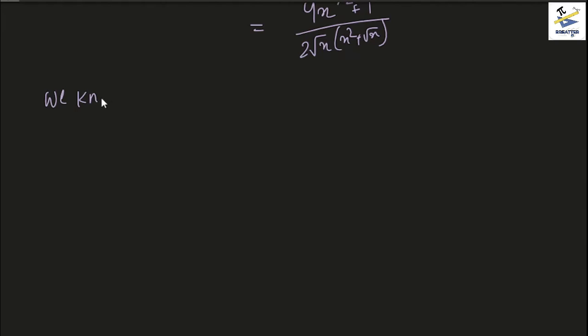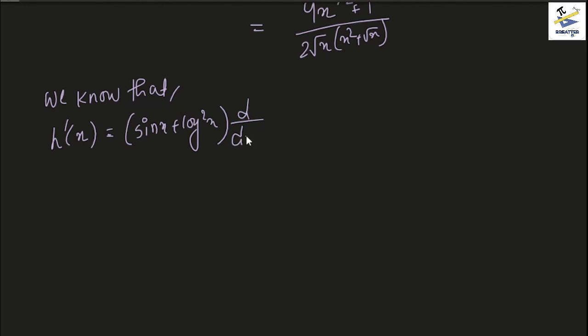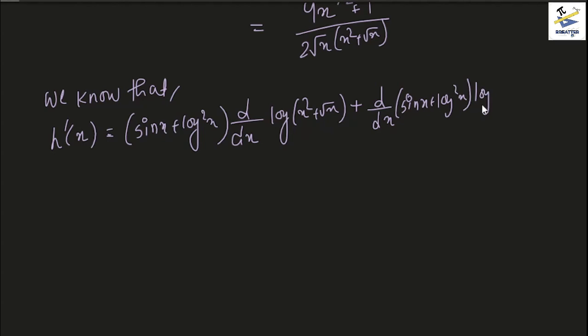We know that h prime x is just equal to sin x plus log square x into d/dx of log of x square plus root x, and plus d/dx of sin x plus log square x into log of x square plus root x, right?